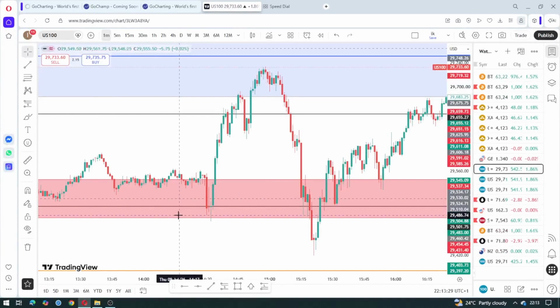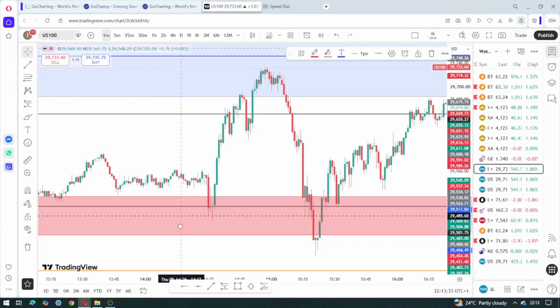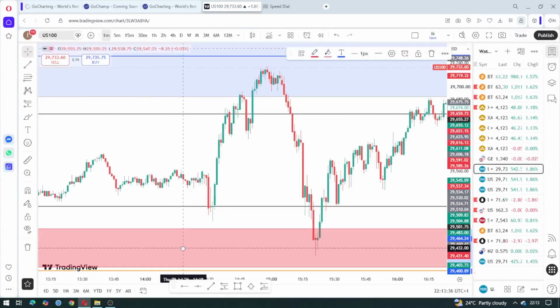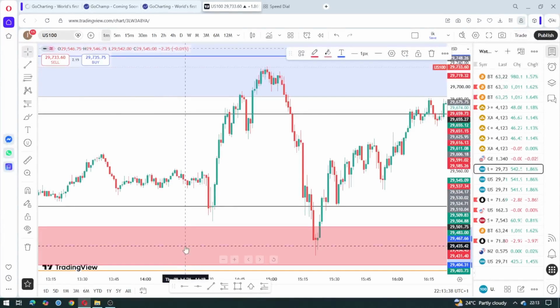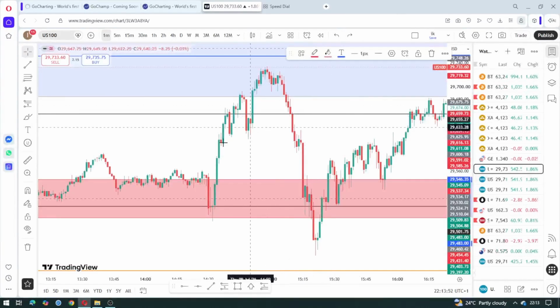Maybe let me remove this so that you guys can see this properly. You see, morning star, a variation of morning star. We have two dojis here. So it's a variation of morning star, and morning star is a bullish reversal. So after that happened, you see the market went bullishly.